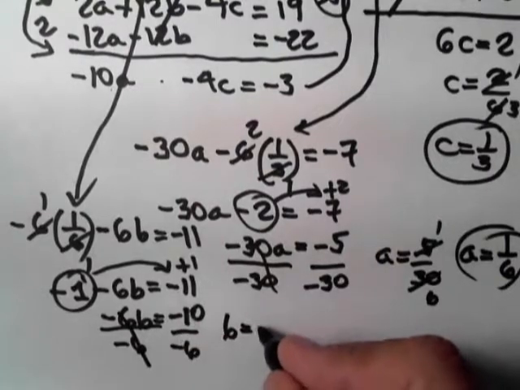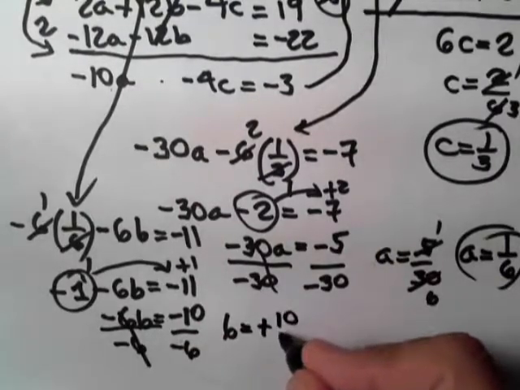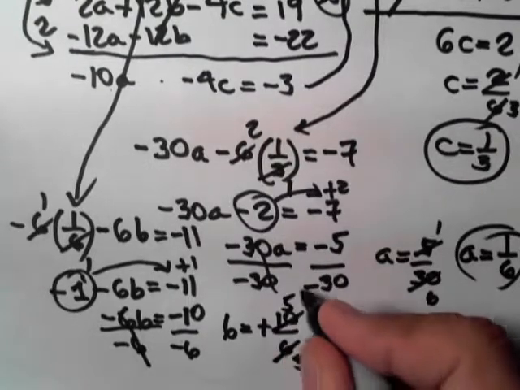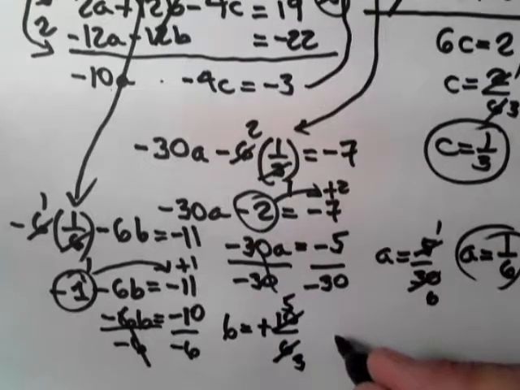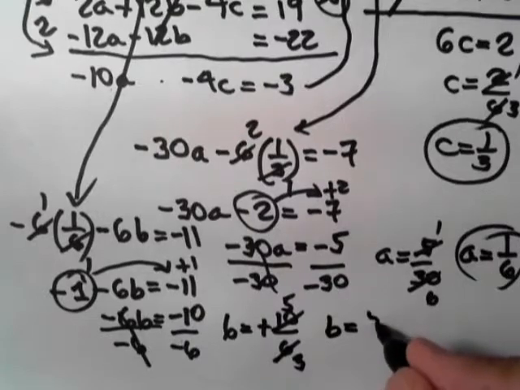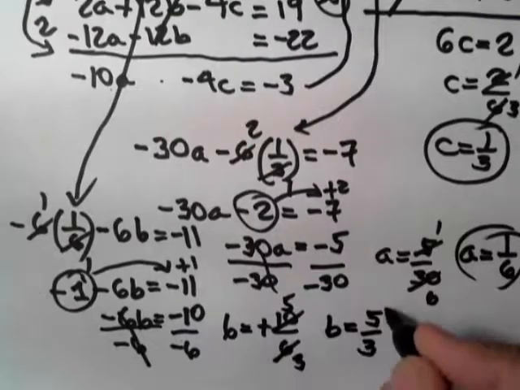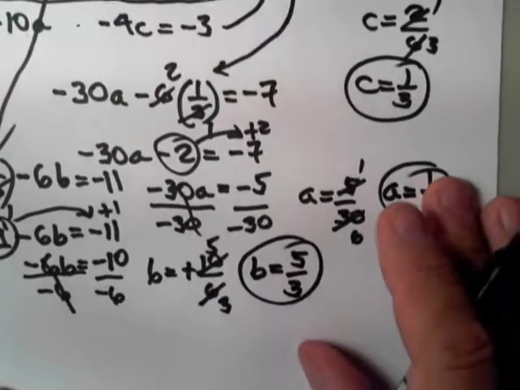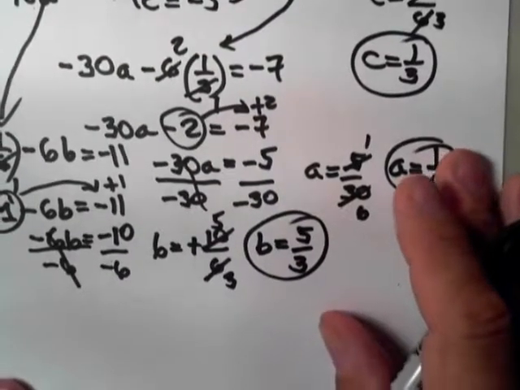out, 2 minuses give me a plus, 10/6, and of course we have to reduce this. 2 goes into 6 3 times, 2 goes into 10 5 times, so it looks like we end up with b equal to 5/3. Okay, well there we are. There's our whole system solution here.